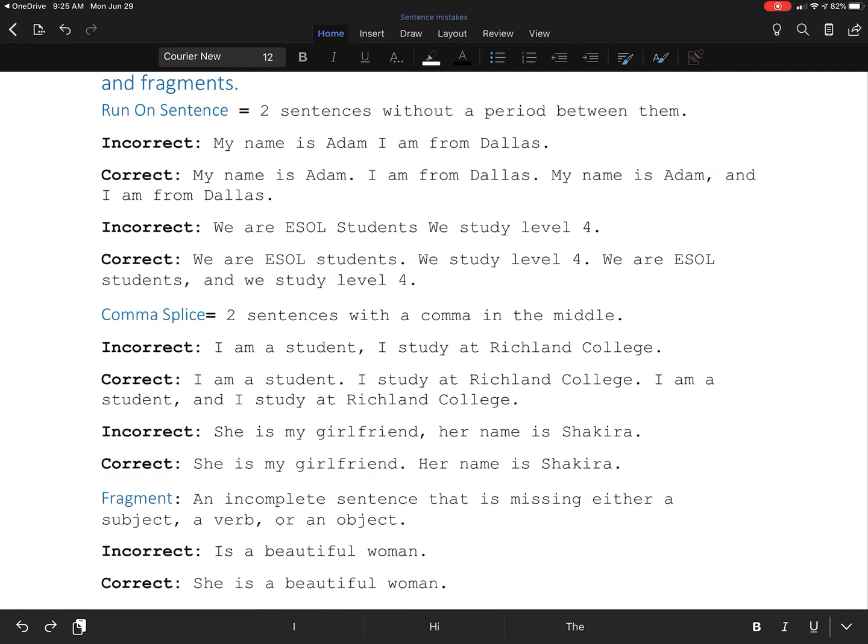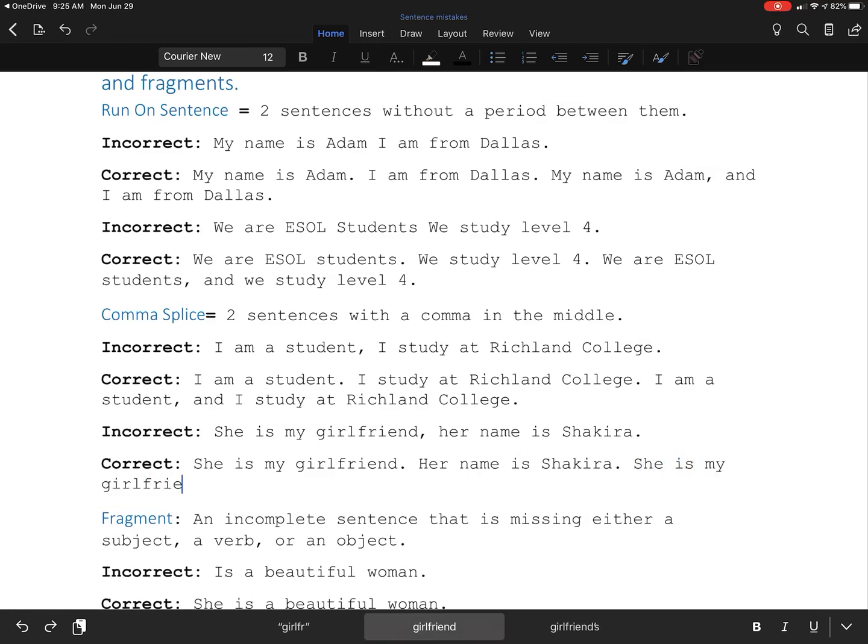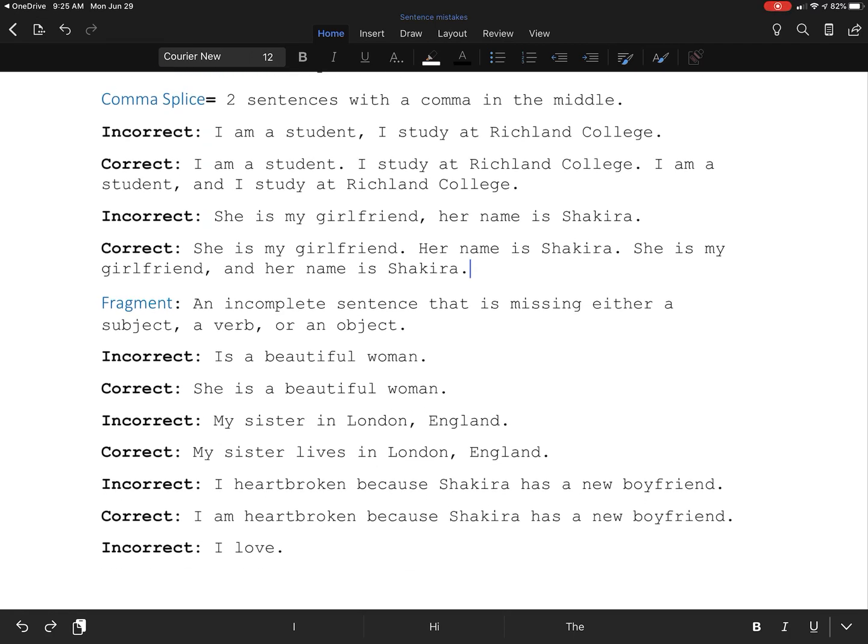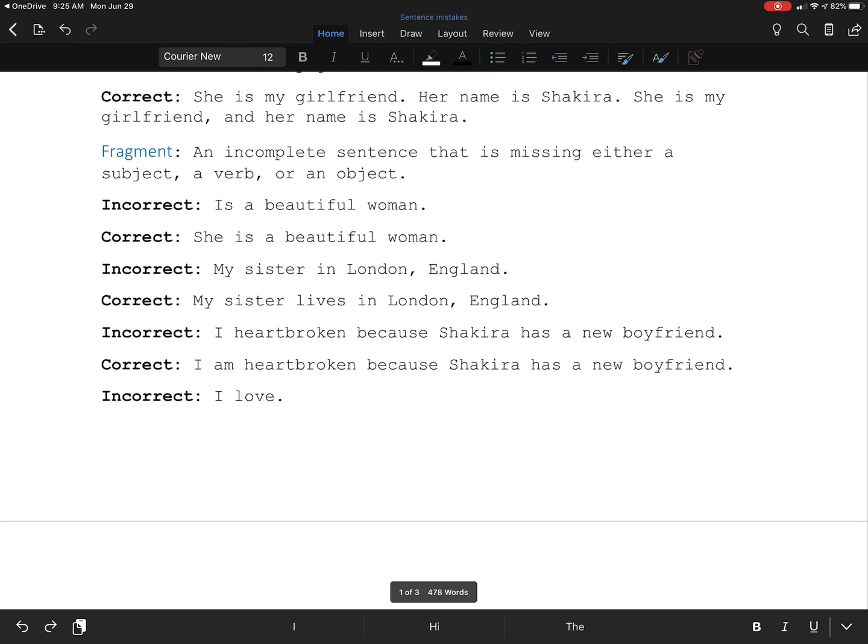She is my girlfriend. Her name is Shakira. These are two sentences, right? So I can't have a comma in the middle. We need to have either a period or again we can say the and. She is my girlfriend and her name is Shakira. Both are correct, both are fine.